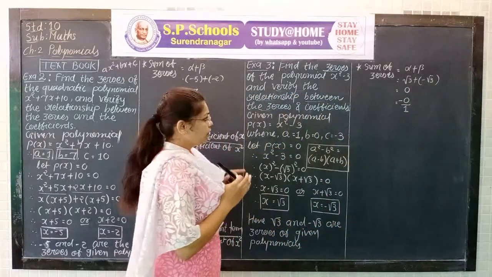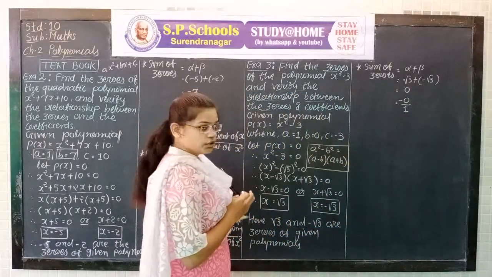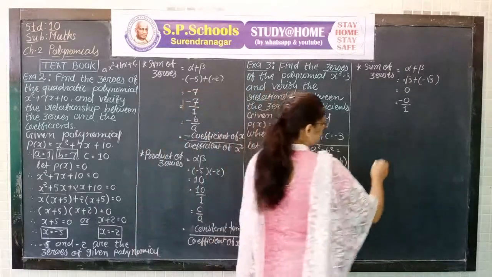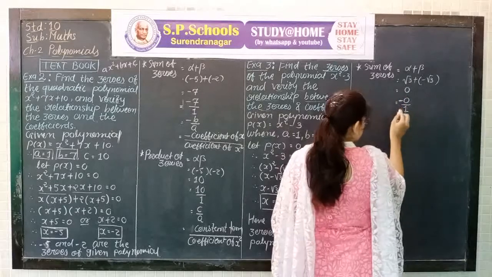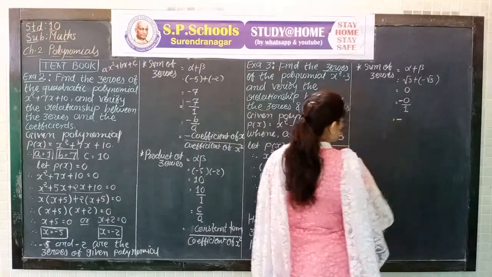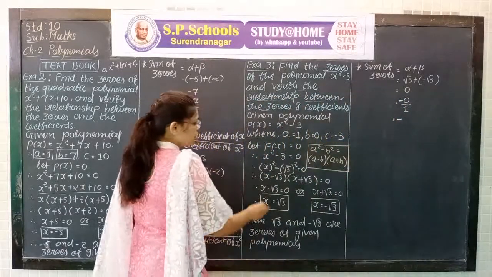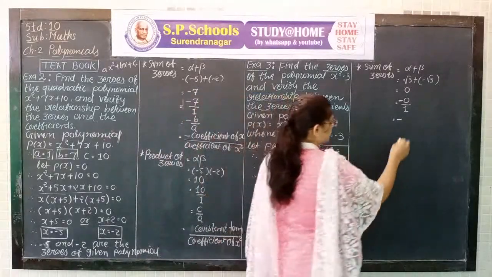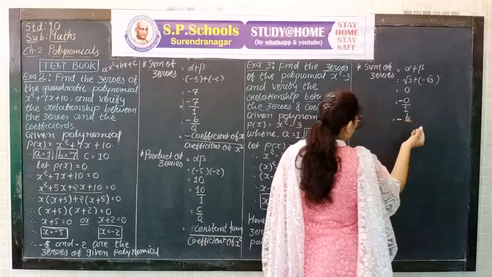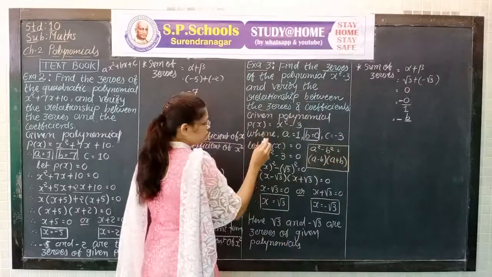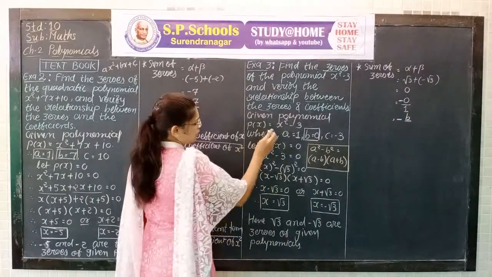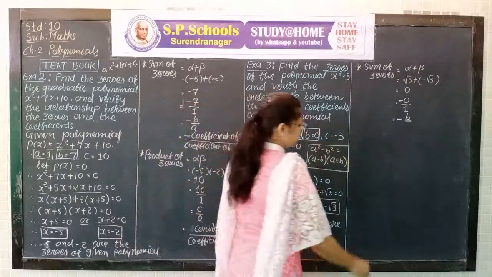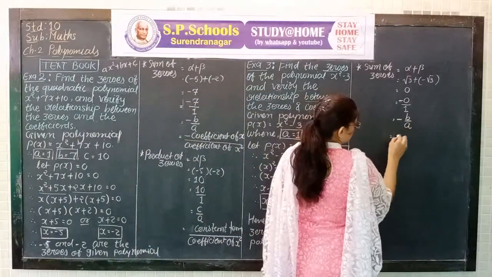0 is not positive or not negative. That's why we give minus as a single type. Minus as it is. Instead of 0, we write b upon. Instead of 1, coefficient of x square, which is 1, a is equal to minus.